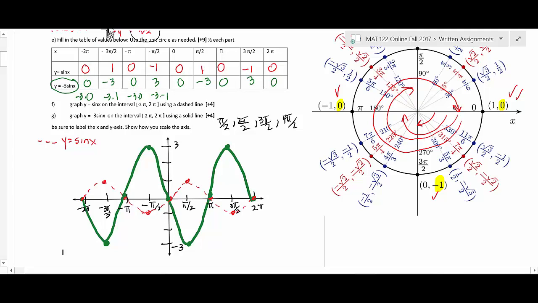So you can see on there how it got stretched vertically, and also how it got reflected across the x-axis. Okay, so I'm going to label that as the graph of y equals -3 sine x. Okay, so see, it's all arithmetic and plotting points when you get right down to it. Plus you got the unit circle that'll get you started on that.